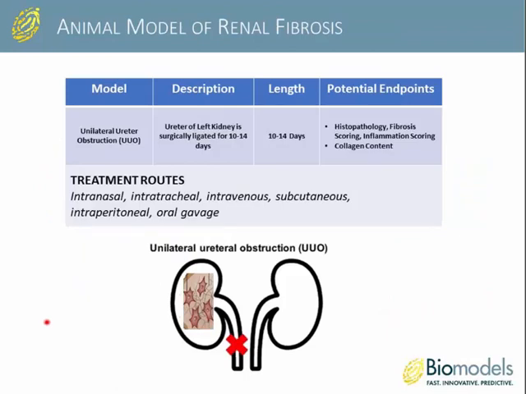A model of renal fibrosis that we offer here at Biomodels is a unilateral ureter obstruction model. In this model, there's a surgical ligation of the left ureter, and this is left in place for 10 to 14 days. During this time, there's a progressive amount of inflammation and fibrosis that builds up in the kidney. And in this model, the right kidney is left unobstructed so that we have a nice internal control in each mouse to assess the levels of fibrosis. Some of the common endpoints here, again, are histopathological and fibrosis scoring, inflammation scoring. We also look at collagen content.